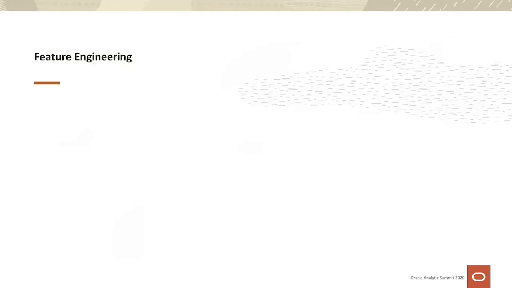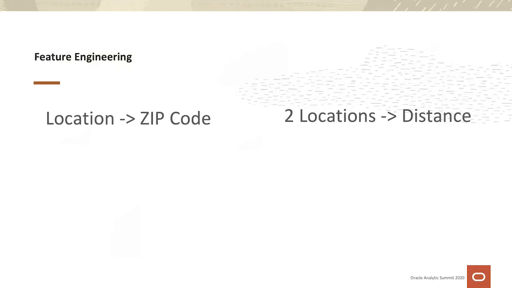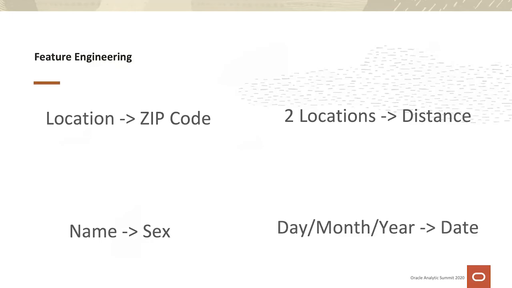Next step, feature engineering. Let's see some examples. For example, I have a location and I want to add the zip code to my dataset. I have two locations and I want to add the distance. Let's take the example that I want to predict the taxi fare, and I have the starting location and the end location. I may want to calculate the distance because that will be a good predictor for my taxi fare. I have the name of a person and I want to guess the gender. I have the day, the month, and the year in different columns, and I want to condense the information in a unique column containing the date.